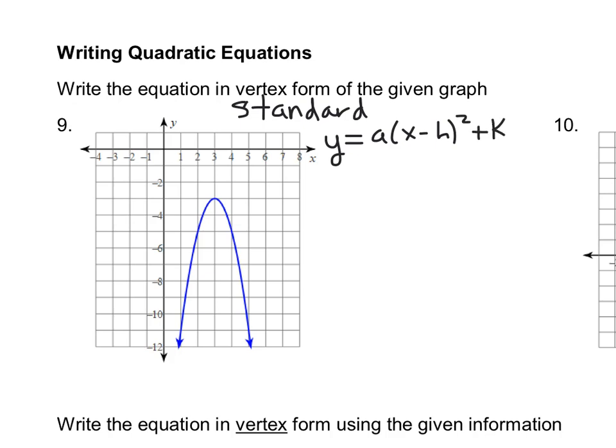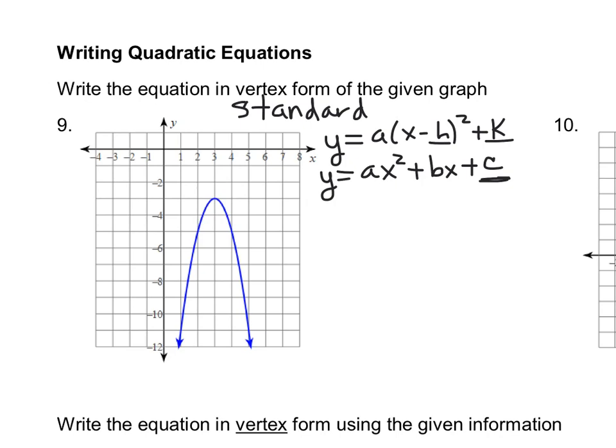That's vertex form because it gives us the vertex (h, k). Standard form is y equals ax squared plus bx plus c. And the information that this particular form gives us is c, which is the y-intercept. And also the standard form is the form we use when we're using the quadratic formula. So you need to understand the difference between these two forms.